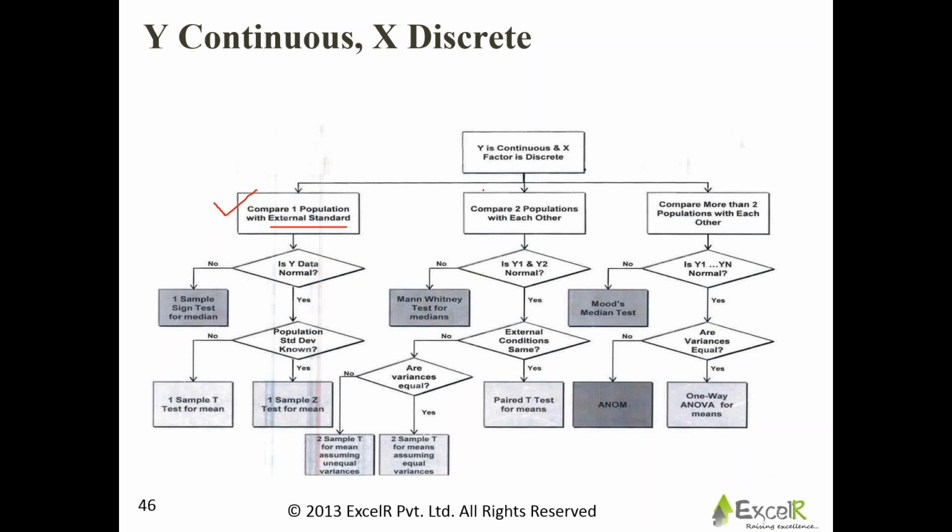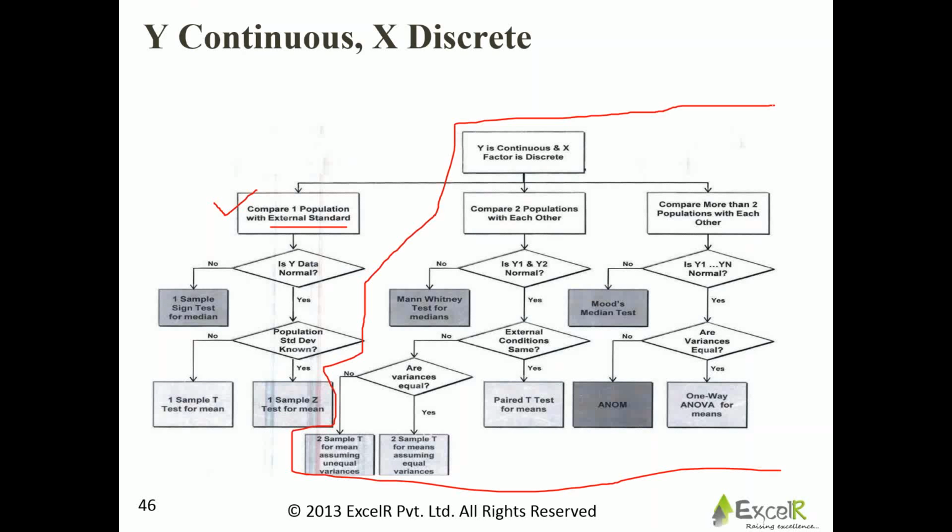Last time we looked into only these aspects, right? This part, wherein we compare two populations with each other. We have compared more than two populations, right? However, previously when we did this exercise, we looked into whether data are normal or not, and then jumped into the variance test. We checked whether variances are equal or not. However, we have not looked into whether external conditions remain the same. This is a new addition here.